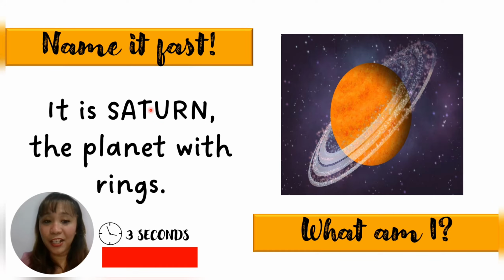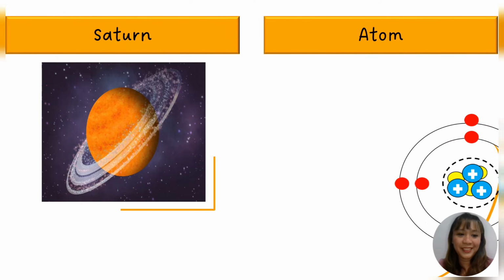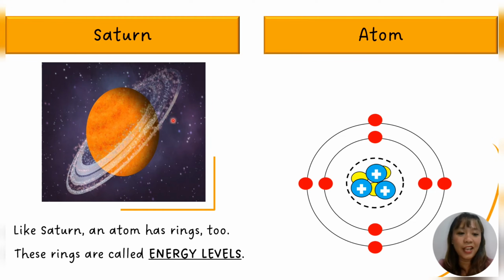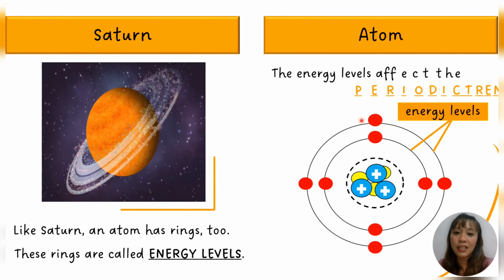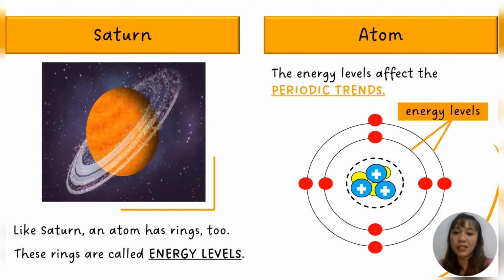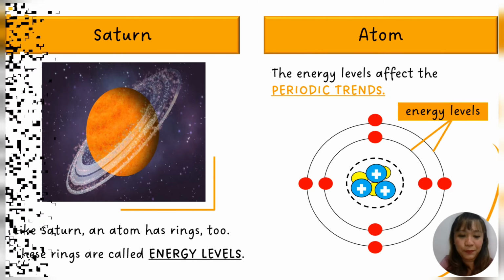If you guessed Saturn, you got it right. This planet is called Saturn, and it is hard to miss because of the beautiful rings around it. This is Saturn, and like Saturn, this atom has rings too. The rings around it are called energy levels. There you go. And the energy levels affect the periodic trends of the elements in the periodic table.